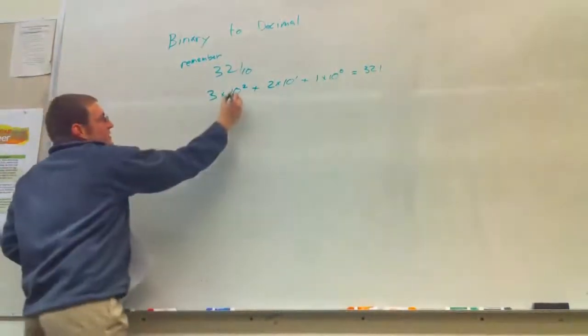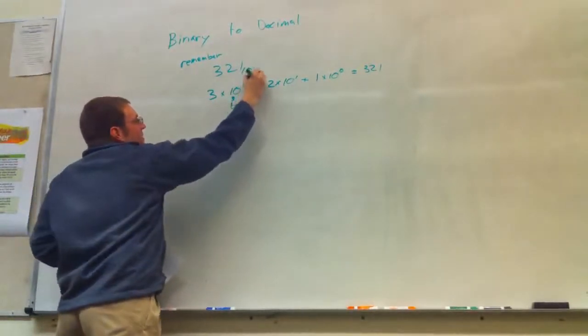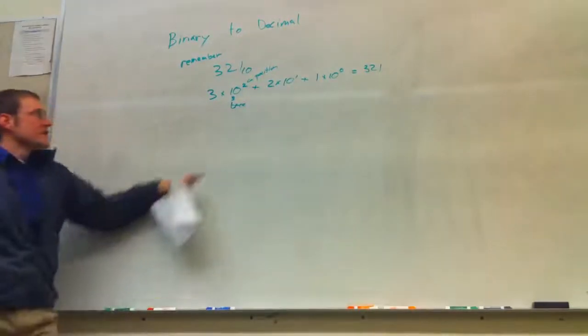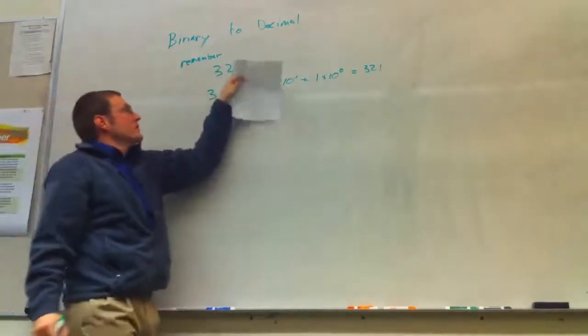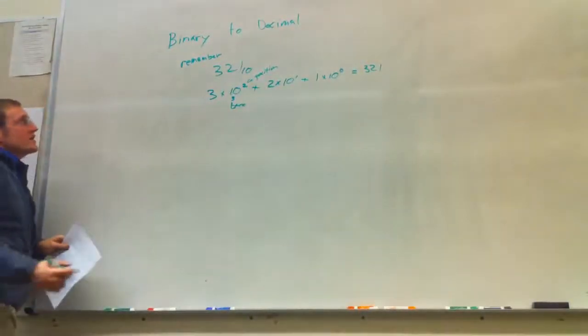So basically, we're in base 10, so this is the base, and this is the position. So this is in the 2's place, this is in the 1's place, this is in the 0's place. And so we do that. The same is with binary.